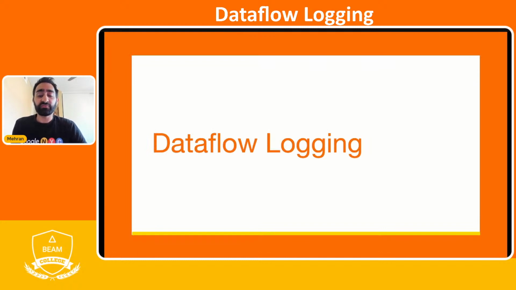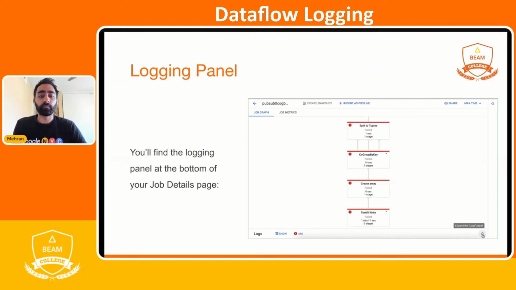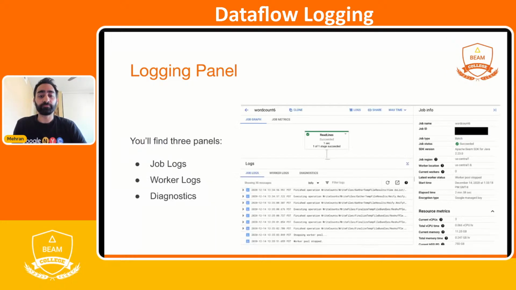First, let's talk about Dataflow logging. You'll find the Dataflow logging panel at the bottom of your job details page. You'll see in the screenshot here, in the bottom right corner, there's a little arrow that you can click on that expands the logging panel. And when you see the logging panel, you'll see three different panels. You'll see one for job logs, worker logs, and a diagnostics tab.